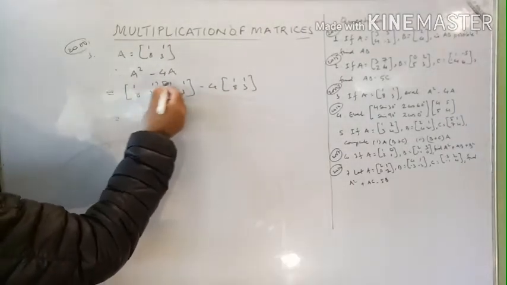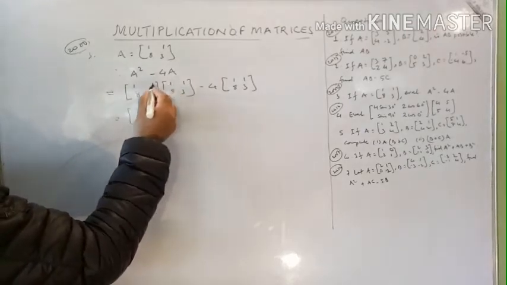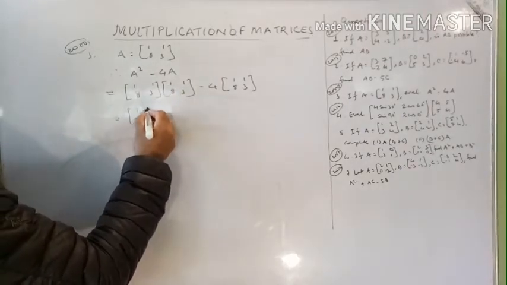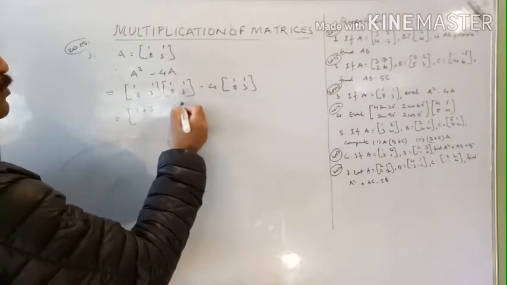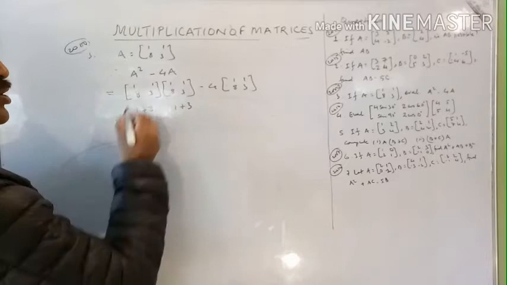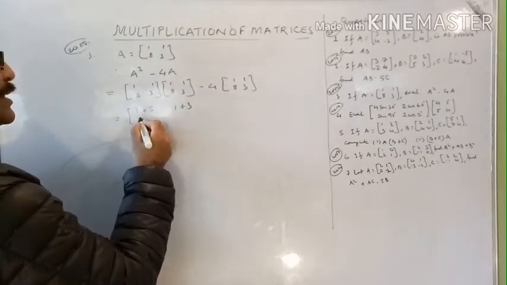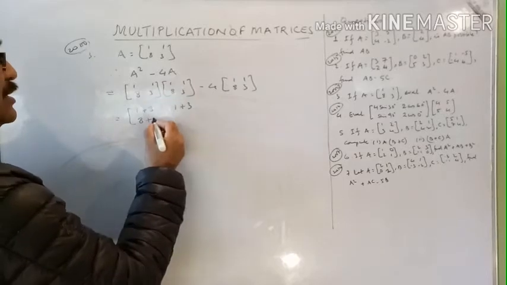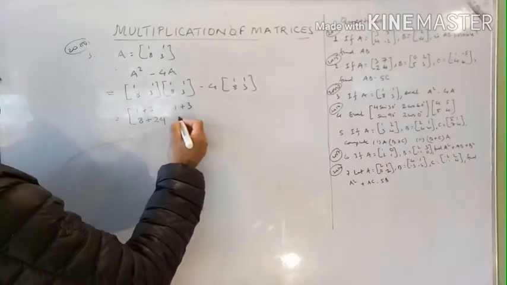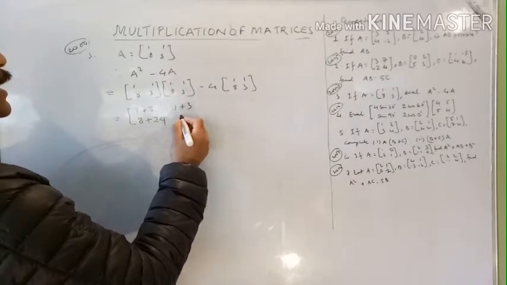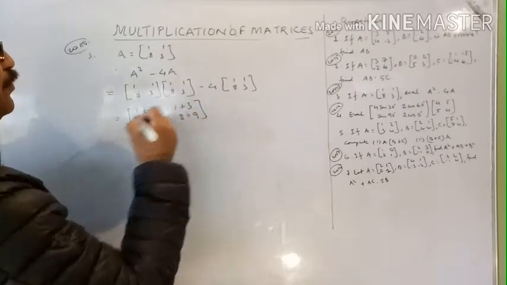So row into column, 1 into 1 is 1, plus 1 into 8 is 8. Now second column, 1 into 1 is 1, plus 1 into 3 is 3. So first row finished, multiply the second row now. 8 into 1 is 8, plus 3 into 8 is 24. 8 into 1 is 8, plus 3 into 3 is 9.